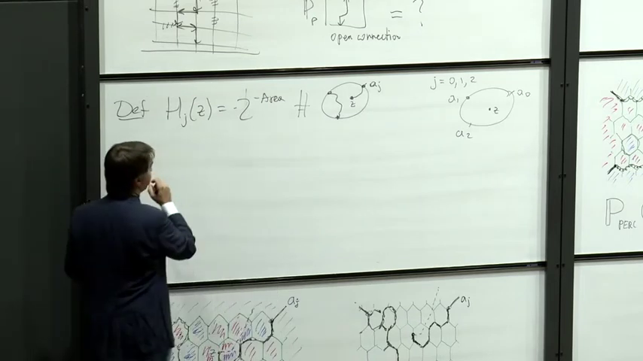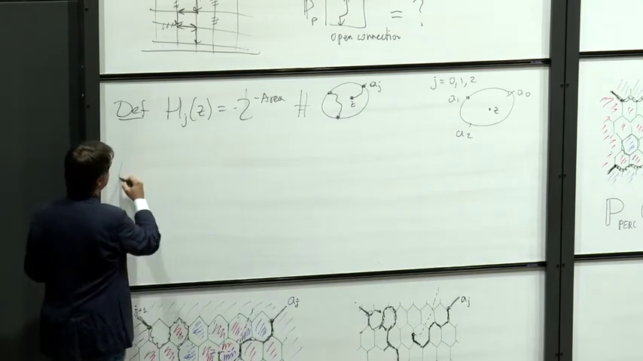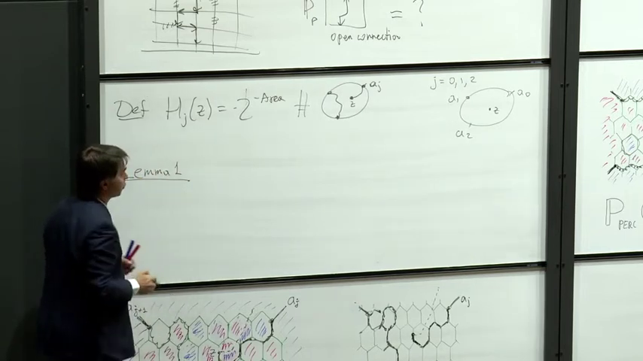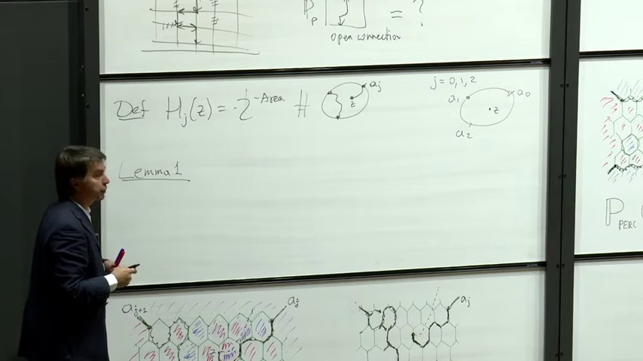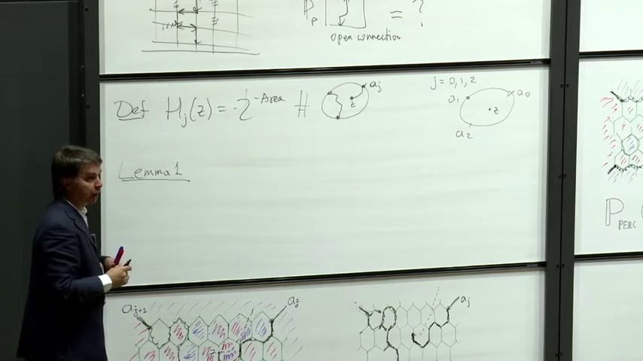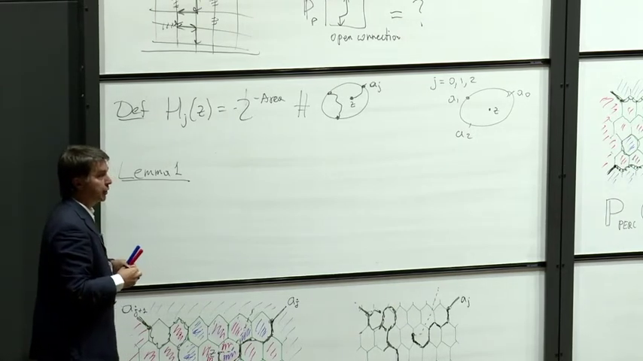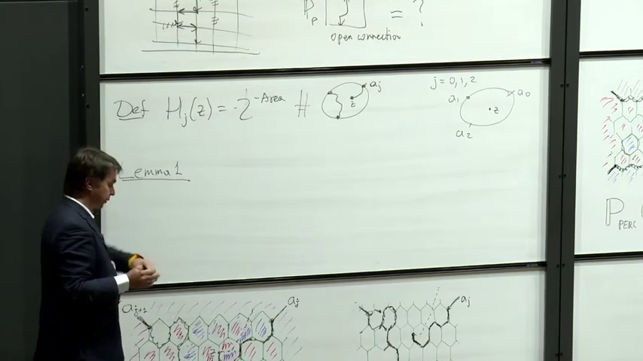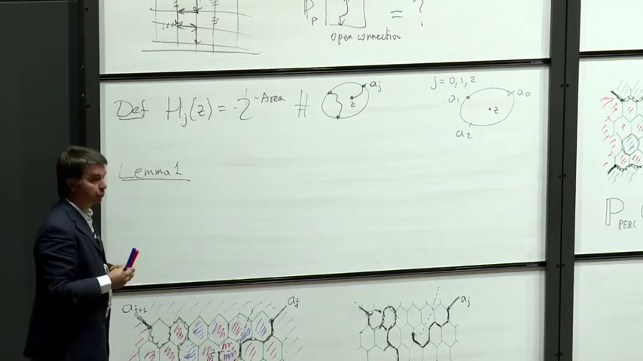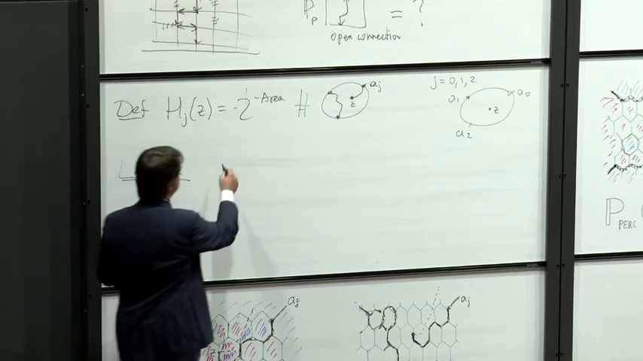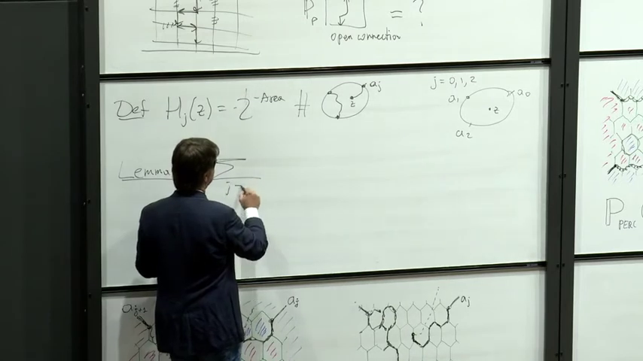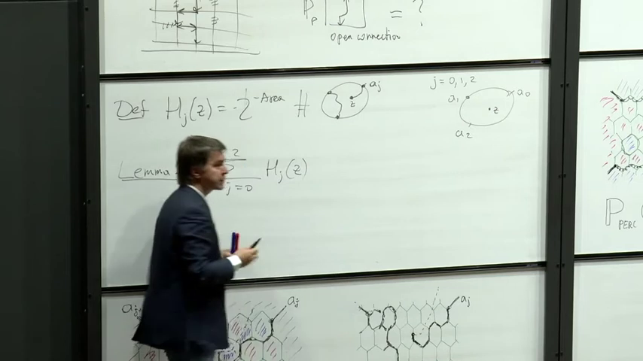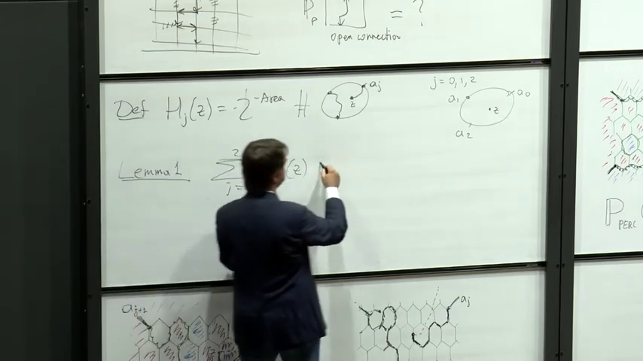Now, let me formulate three lemmas, which will give us the proof. Lemma one: we want to prove that something is conformally invariant. We have three functions, h0, h1, and h2. And of course, the logical thing is to form some symmetric combination of those. The easiest symmetric combination would be the sum for j from 0 to 2 of h_j of z. It turns out that the sum is conformally invariant because it's identically equal to 1.